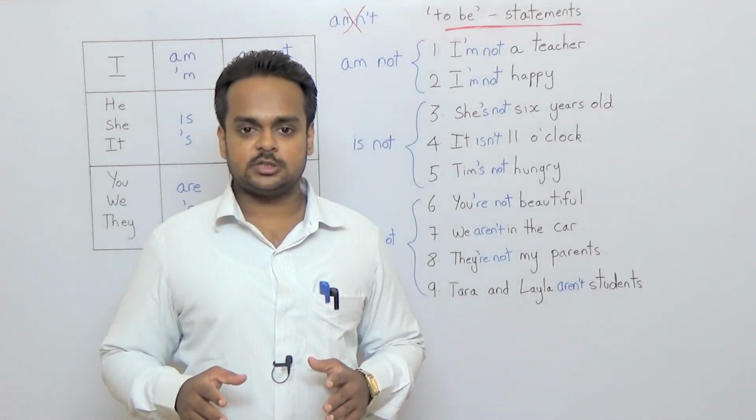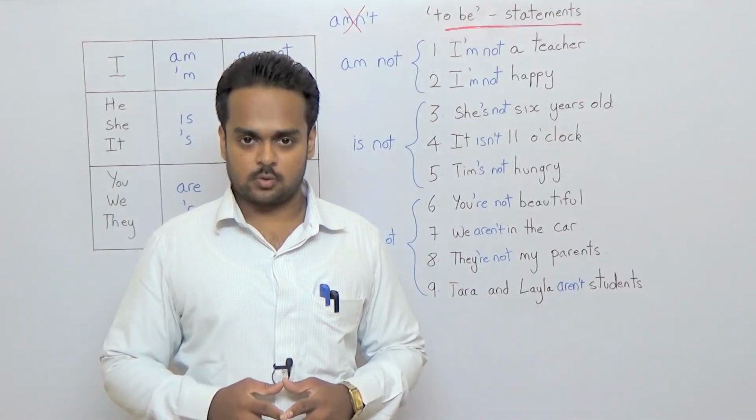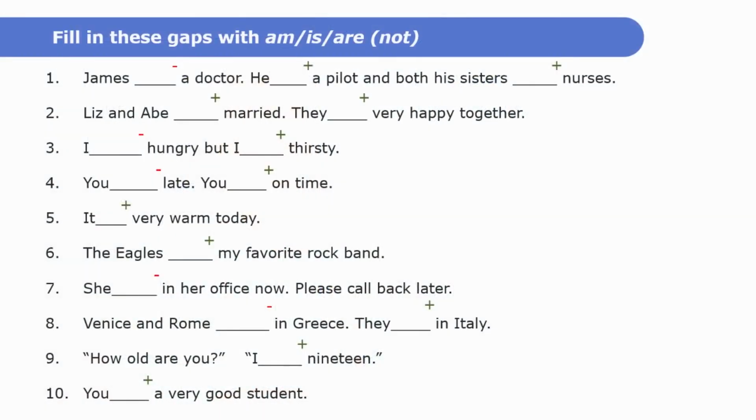Now we're going to do a test to see if you can use am, is, and are correctly. Okay, on the screen, I have 10 sentences, and I'd like you to fill in the gaps with the correct form of be. If you see a plus sign, fill in the gap with am, is, or are. And if you see a minus sign, fill in the gap with am not, is not, or are not. Take a moment and pause the video now if you need, and think about your answers to these questions. Once you have answers, pause the video and check. All right, let's now discuss the answers.